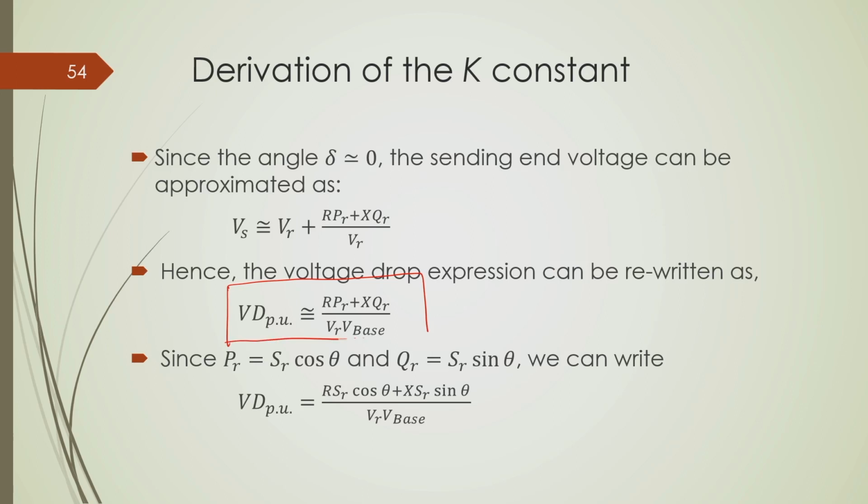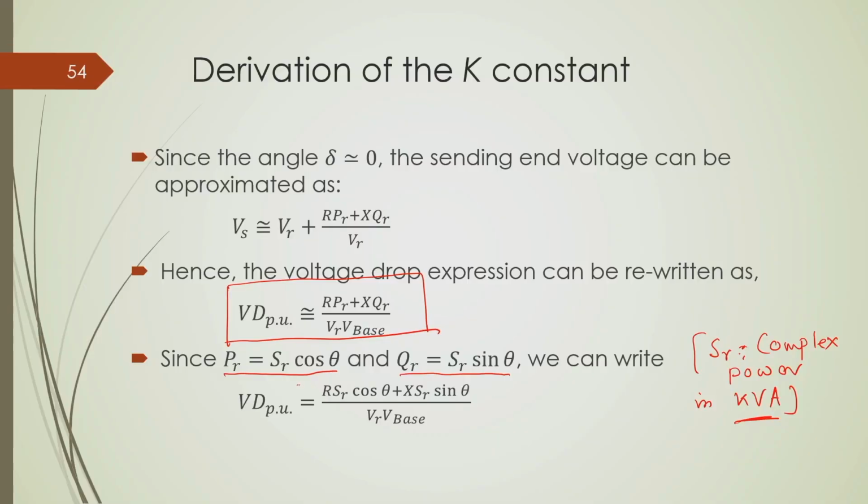Further simplification is possible if you put P r equal to S r cos theta and Q r equal to S r sin theta, where S r is basically the complex power in kVA or MVA. In distribution networks, load demands are normally in kVA. You know the relationship of active power and reactive power with complex power: active power is equal to complex power multiplied by cos theta, and reactive power is equal to complex power multiplied by sin theta. If you replace P r and Q r with these, we get this relationship. This gives you V drop as a function of S r, that is the complex power or kVA demand of the load.